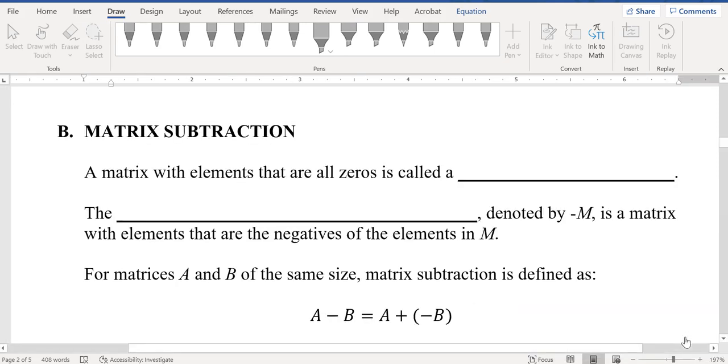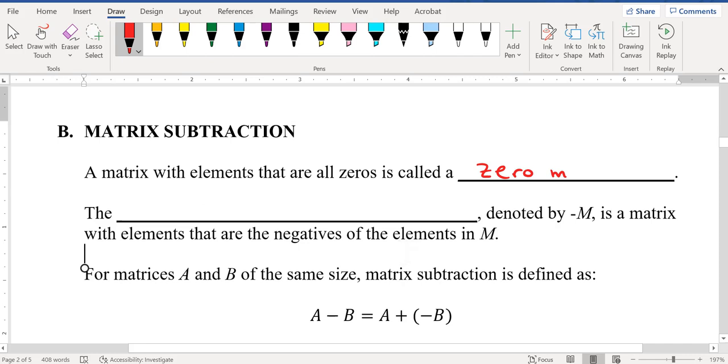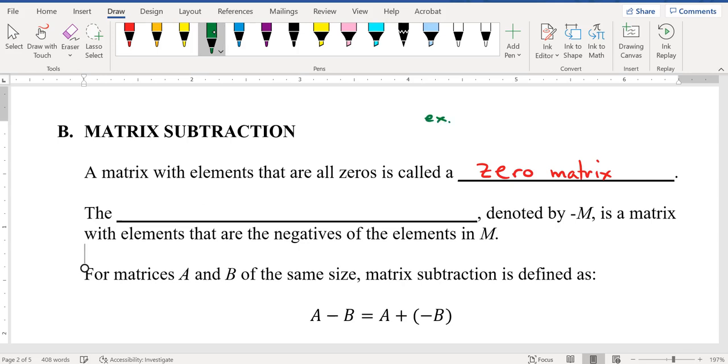Okay, let's look at matrix subtraction. A matrix with elements that are all zeros is called a zero matrix. For example, a 2 by 2 zero matrix would be that matrix. A 1 by 2 zero matrix would be that zero matrix, and so on. So it's a matrix that has all zero entries.